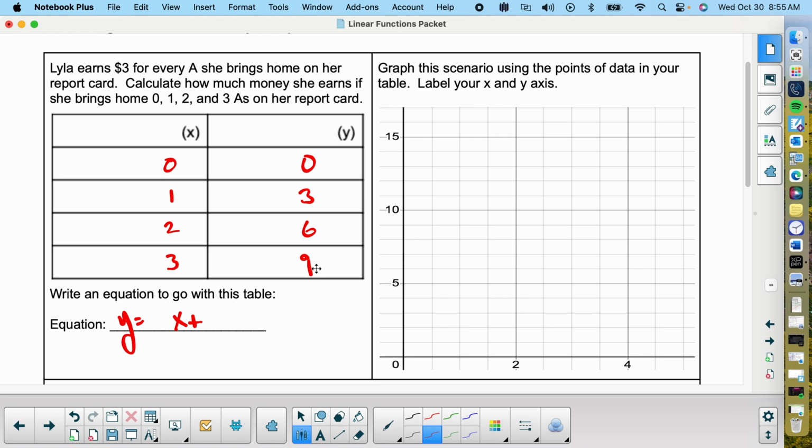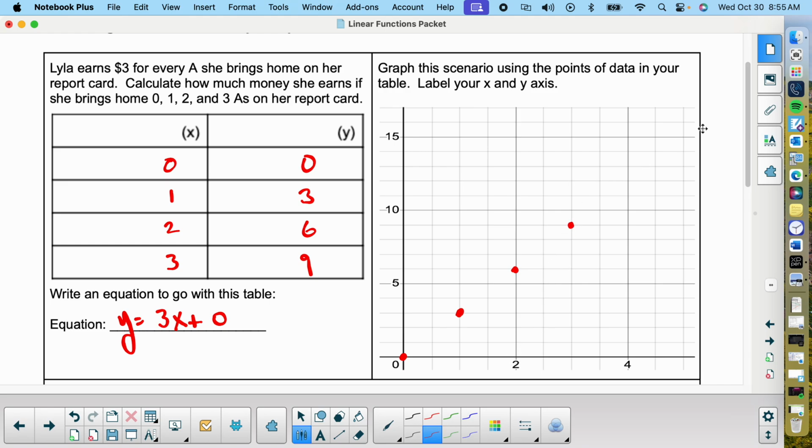Sam. What's the starting value? 0. So I'm going to write that as the number by itself. And then how much does it change each time? 3. Excellent job. So that's going to be our slope. And then our job is to graph it. 0, 0. 1 is right here. This one's on in scale. 1, 3. 2, 6. 3, 9.